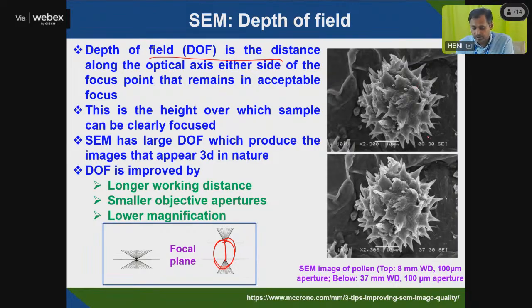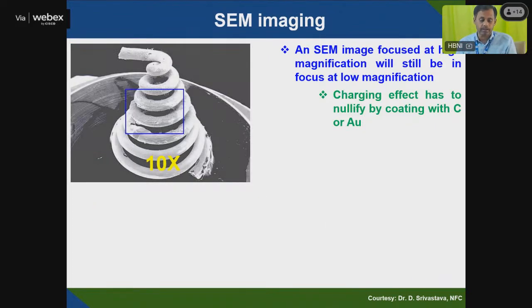You can see here a secondary electron image, the top image with 8 mm working distance, and the below image with 37 mm working distance, both at the same micron scale. You can see how the features are visible with varying working distance. So by playing with the depth of field, you can get a better image.